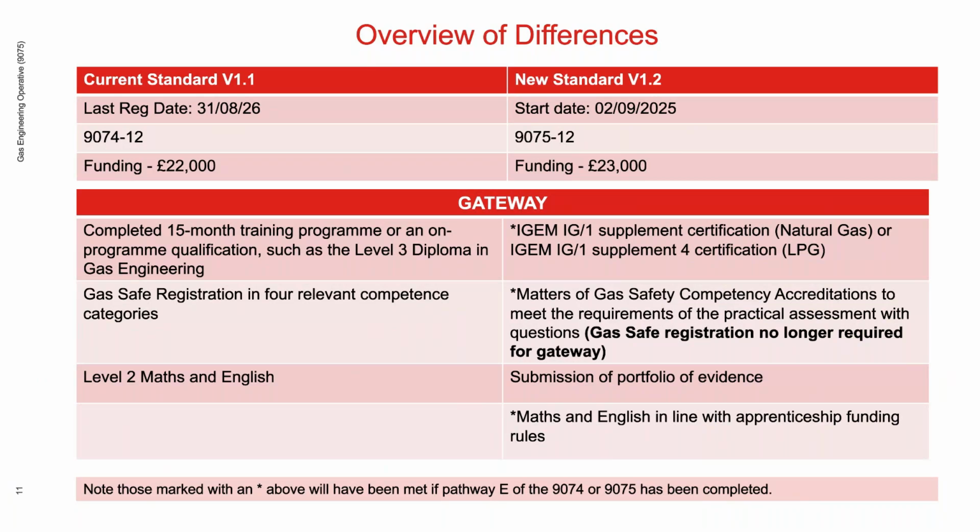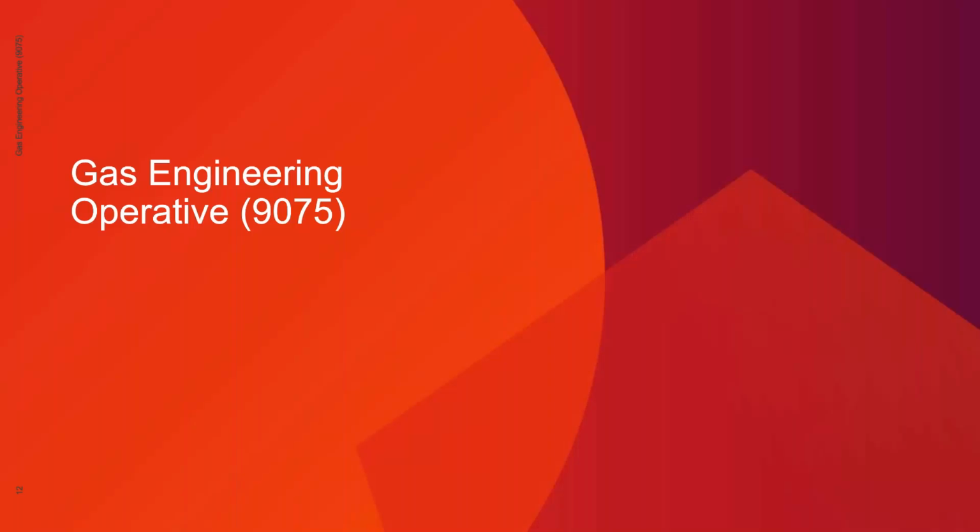Note that anything marked with an asterisk on the new version will be met if pathway E of the 9074 or obviously the 9075 has been completed. Taking a look at the Gas Engineering Operative 9075.